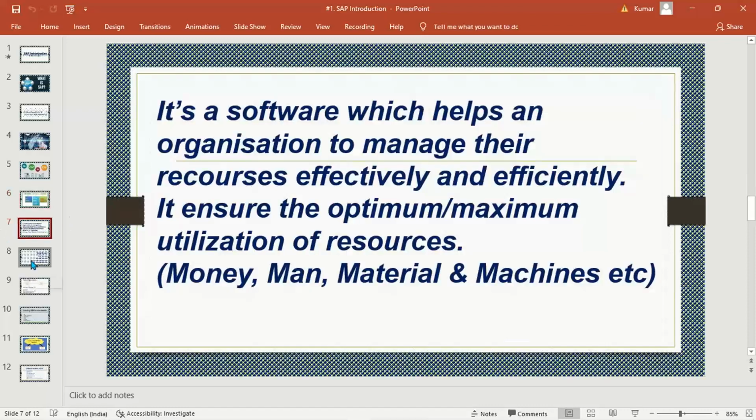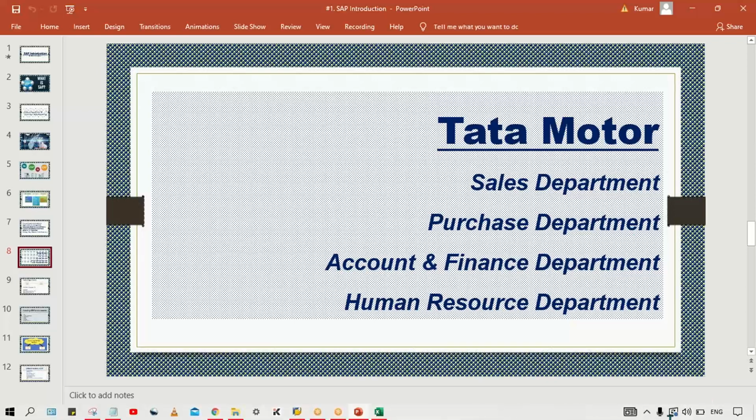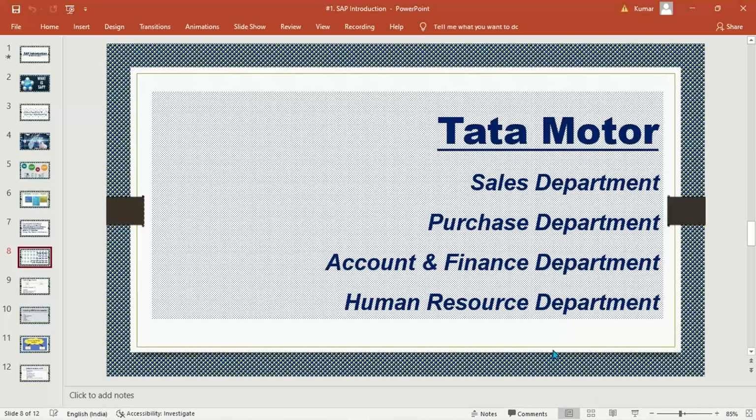Now, a very simple example I'm going to put, pretty simple. Generally I quote an example here in my PPT. Tata Motors is there. You guys can take an example of any other organization also.